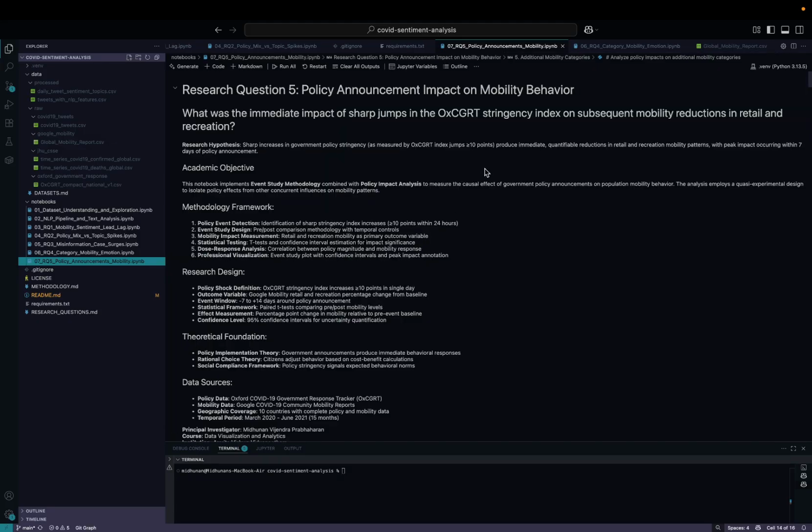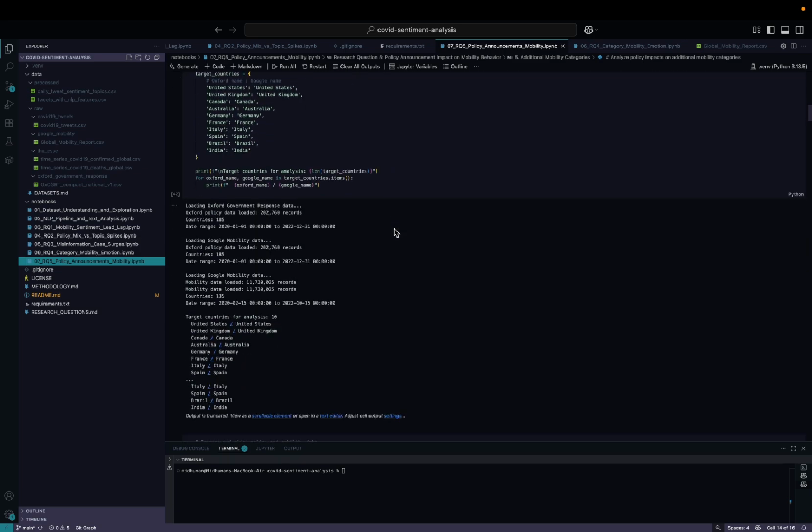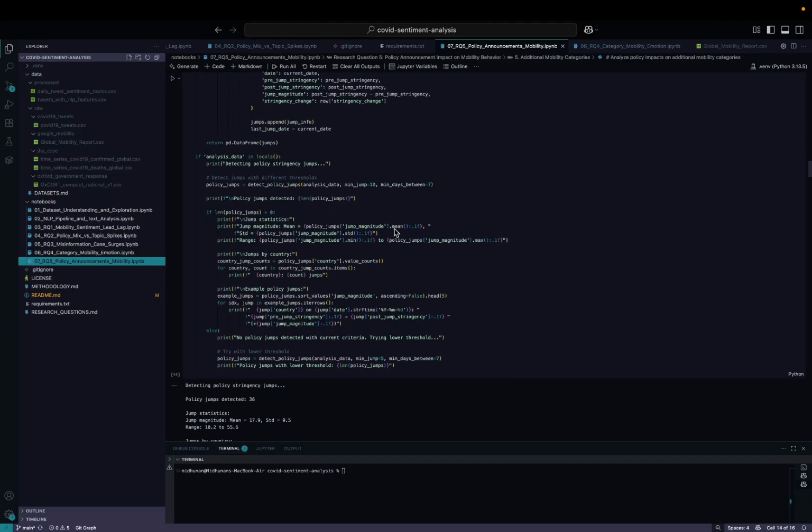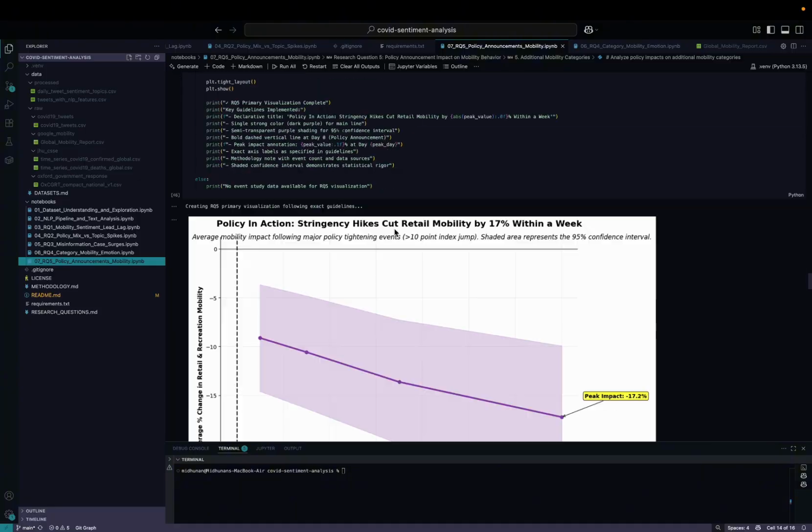Question 5 is: what was the immediate impact of sharp jumps in the OC, that is the Oxford dataset stringency index, on subsequent mobility reductions in retail and recreation? To find the solution for this question as well, we have used a couple of methodology frameworks listed out here, and then we will visualize. I will directly move on to the visualization. In this visualization, let me take out the visualization.